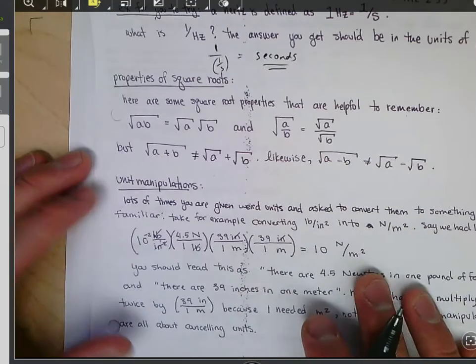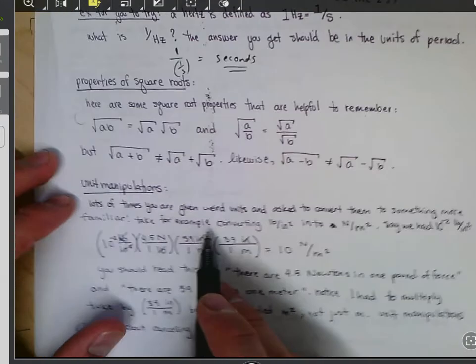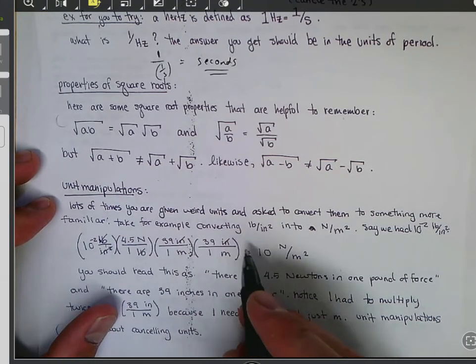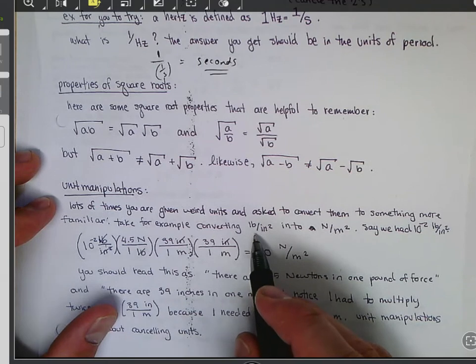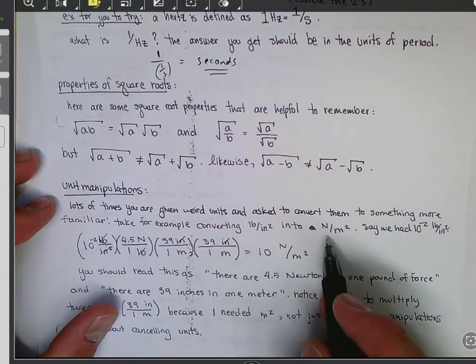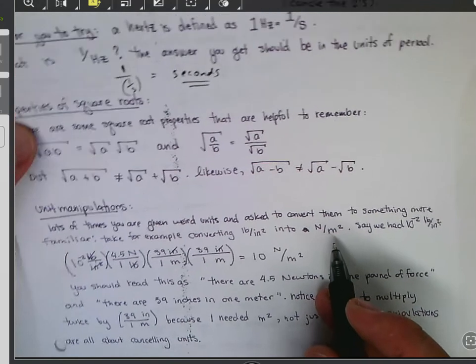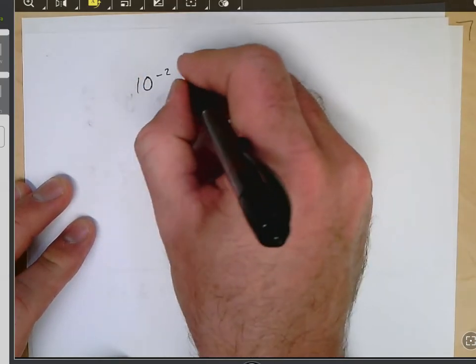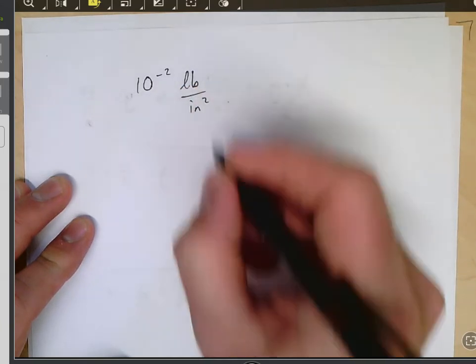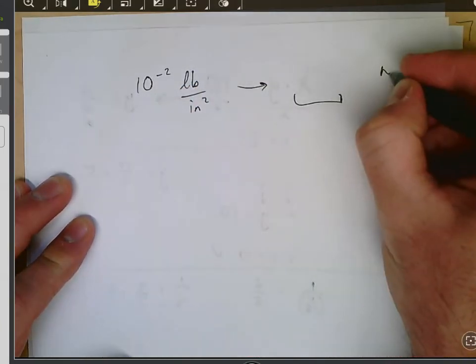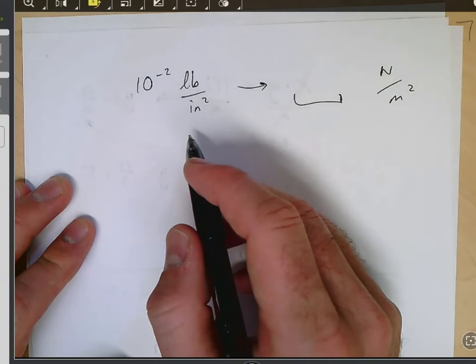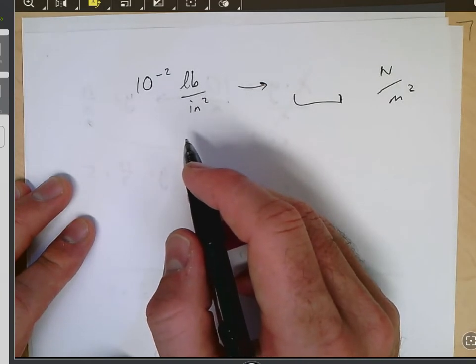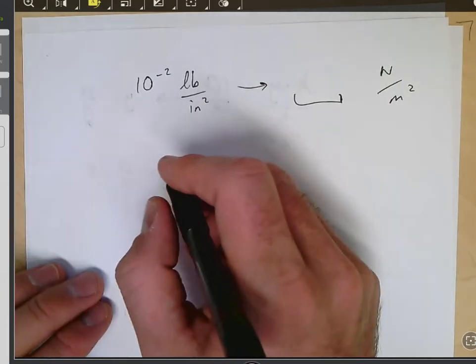Unit manipulations. Okay. So sometimes you're given weird units and you need to convert them into something more familiar. So for example, this example here says I've got something in pounds per square inches, and I need to convert it into newtons per square meter. You might be thinking, well, I don't know what any of those things are. But then you do know what a pound is, so let's start from there. If I'm given a number 10 to the minus 2 pounds per inches squared, and I need to convert this into something newtons per meter squared, well, I better get clear on how many newtons there are in a pound and how many inches there are in a meter. So I'll give you those things.